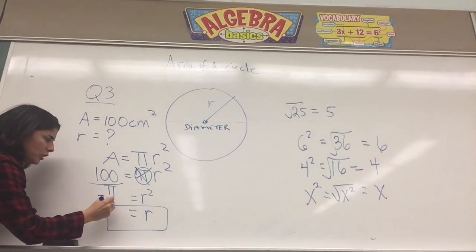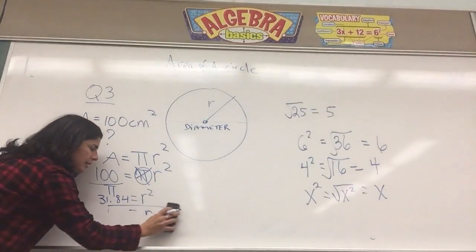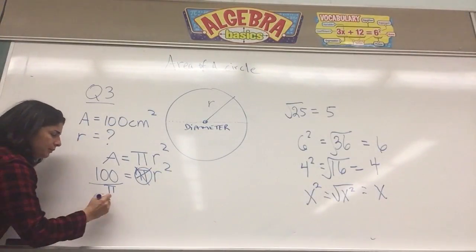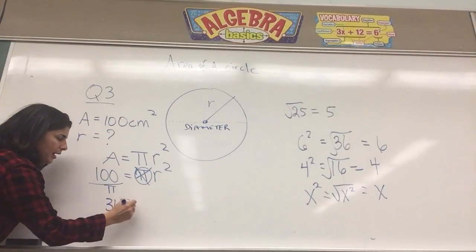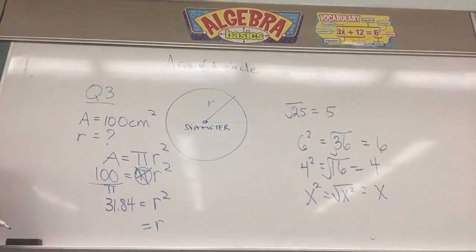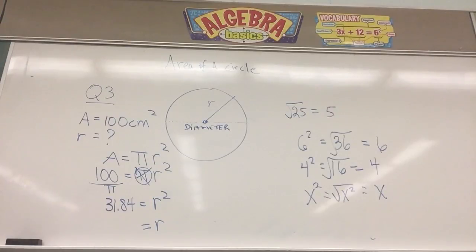Okay, it's a bit squishy, sorry. Let me move this down so you can still see it. So 31.84 is equal to r squared. It's not equal to r. Our objective is to get to r. Who thinks they know how to get rid of that square? How do we get rid of it?